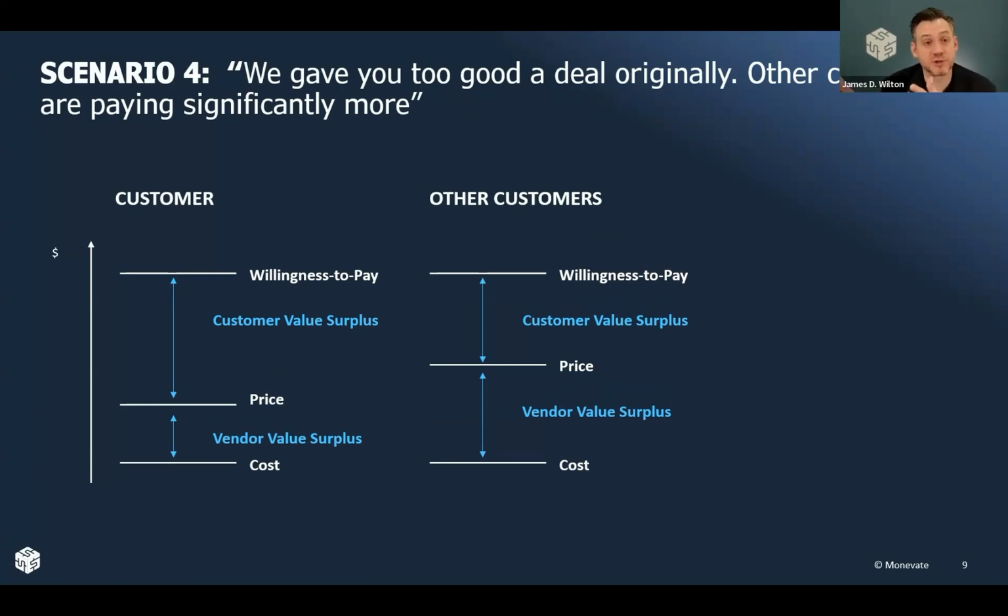If you can show that other customers now who look the same size, same scale, same kind of segment are generally paying significantly more, then you can say, look, you got a great deal for several years. That's great. Happy to give it to you. You've been a loyal customer. We've saved you a lot of money in that period because we haven't raised your prices. But right now, this is generally what other people are paying. And to be fair to our other customers, we need to move you to something more in keeping with what everybody else is paying.